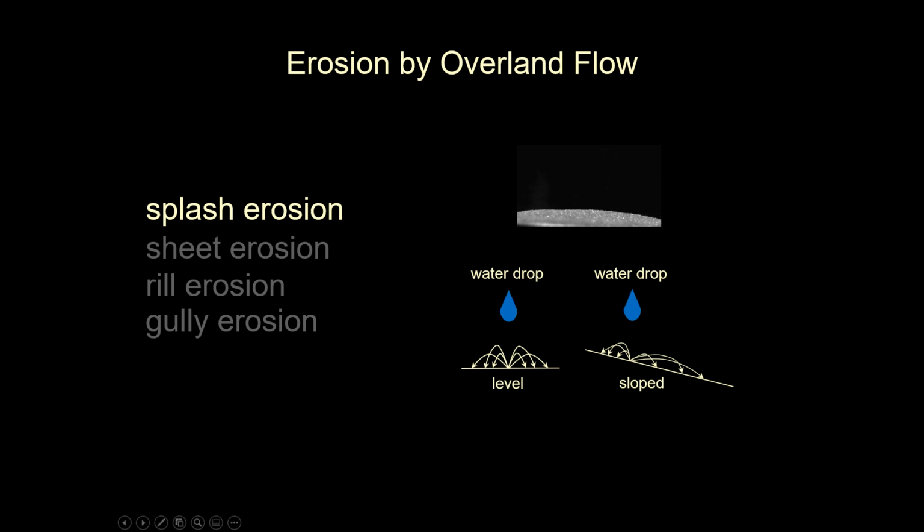And if a drop of water falls on relatively level ground, we see that when those materials are pushed up and sprayed in different directions, they're sprayed evenly. However, when a droplet of water hits a slope, more material is pushed downslope than upslope.